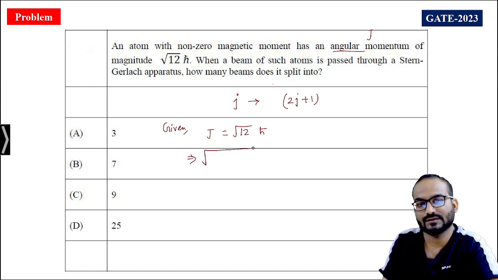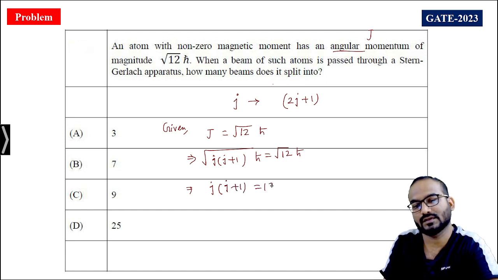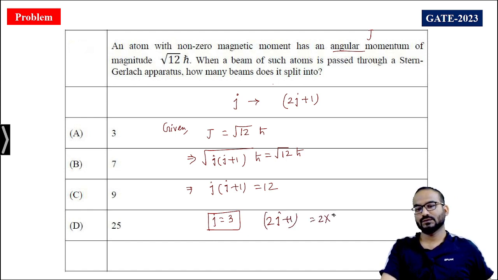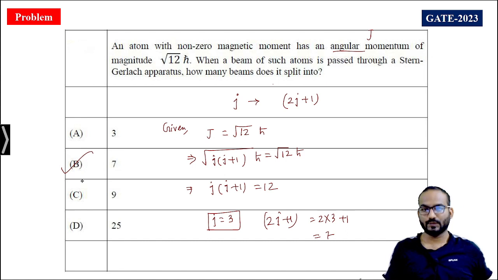So we know this, J into J plus 1 is equal to root over 12 h cut. Here 1 h cut is there, so it represents J into J plus 1 is equal to 12. Now what value of J can you choose so that the multiplication will be 12? It is very obvious that if you choose J equals 3, then it will be 3 plus 1, 4 into 3, 12. So the total number of components will be 2J plus 1, that is 2 into 3 plus 1, which means 7. Option B has this option 7. So the atomic beam would split into 7 components.